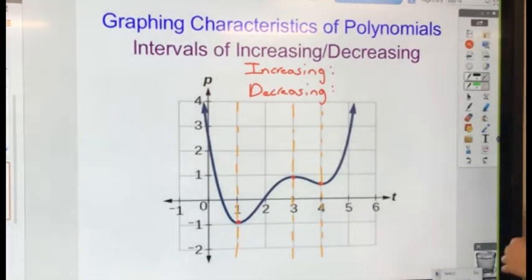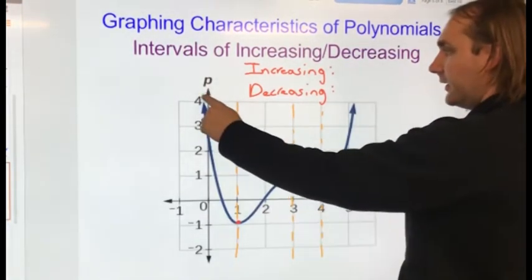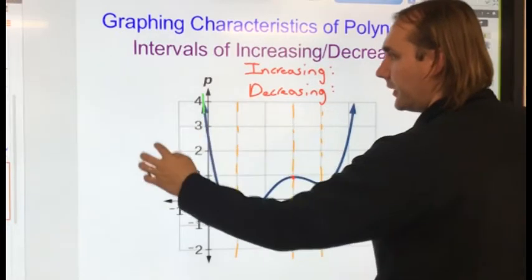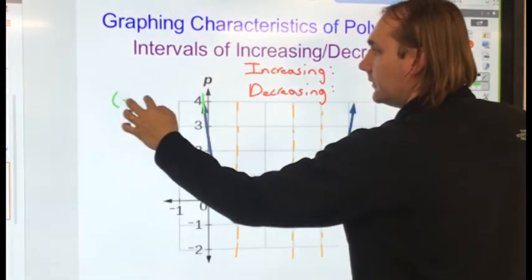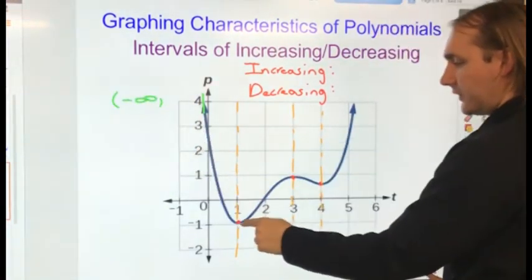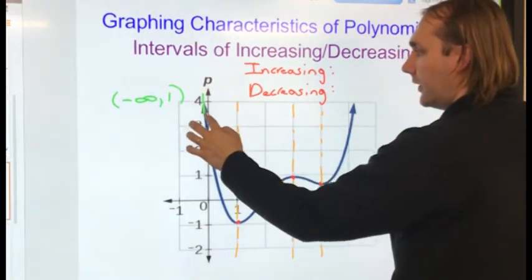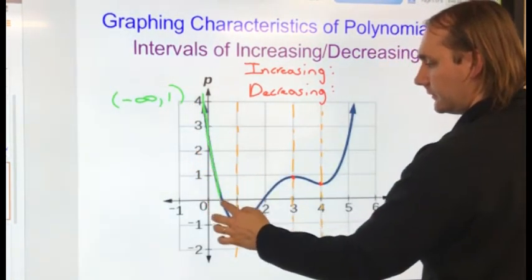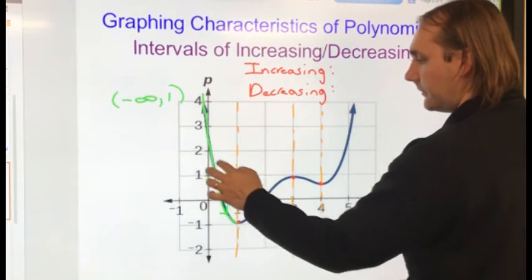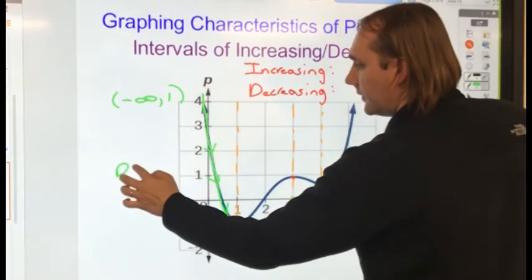Okay, now let's look at intervals. So as I start here, I'm starting from negative infinity to this turning point of 1. What is my graph doing? It is decreasing, yep. So decreasing.